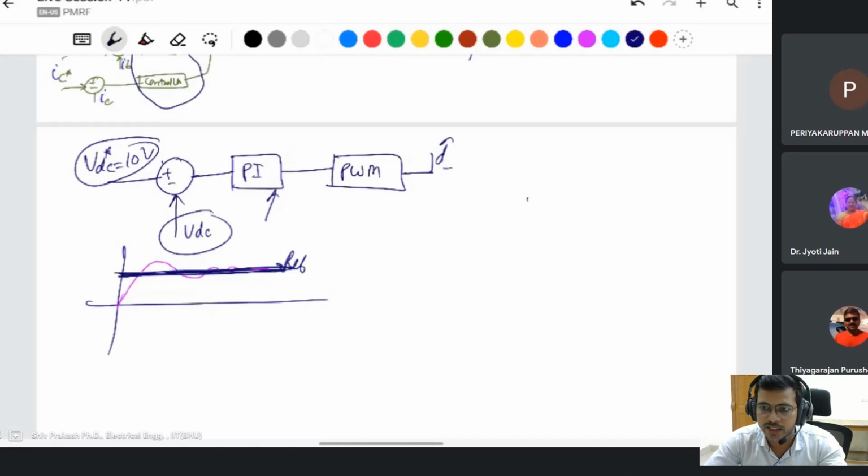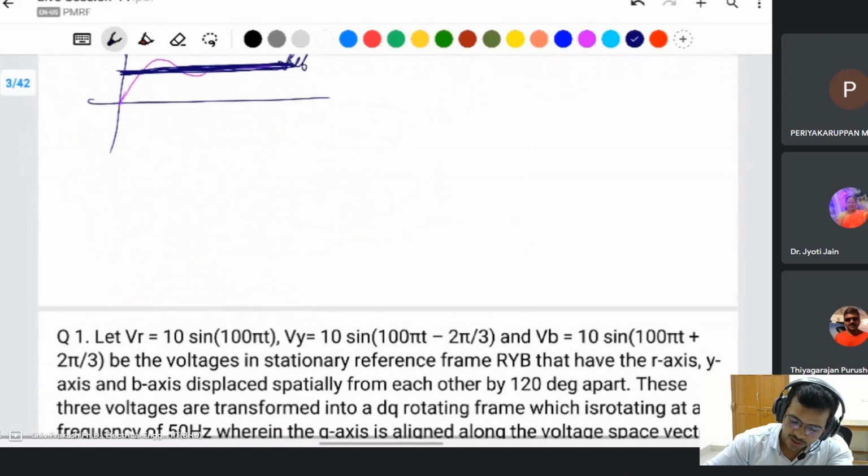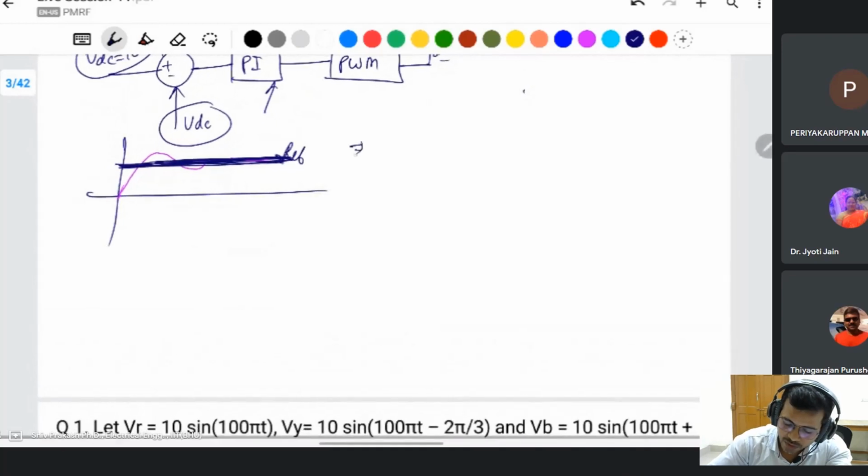direct axis and quadrature axis transformation. If you convert three phase ABC into a DQ system, D and Q are fixed quantities; the angle will change, but the magnitude will be fixed the whole time, in the D axis and Q axis. And that signal you can control by using a PI controller. That's why the three phase ABC to DQ transformation is needed, because you can't directly control a three phase ABC signal.